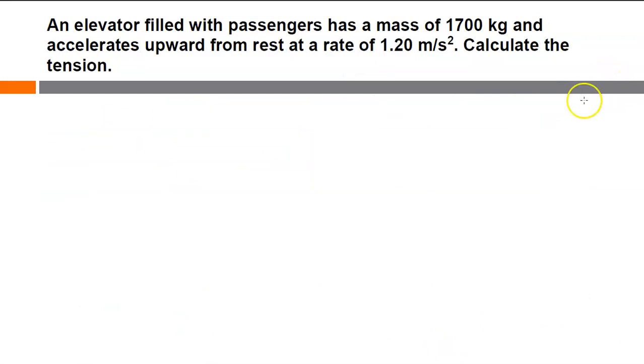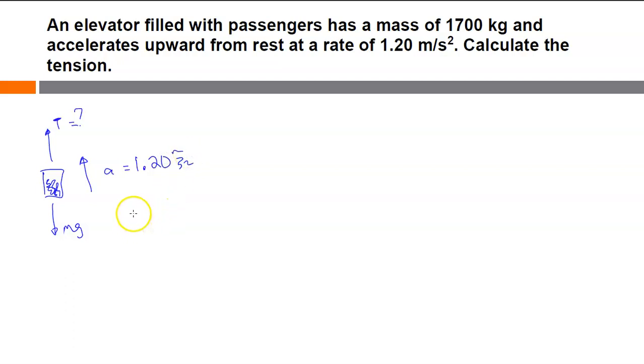Here's an elevator. I'm going to draw an elevator. There's my elevator. It's full of people. Okay. You can put the people if you want. There is a mass of 1,700 kilograms, so I know that gravity is pulling down. And it accelerates upward. Why is it accelerating upward? Oh yeah, because there's a cable. There's some kind of mechanism that pulls this thing upward. I'm going to call it T for tension. They're looking for that. But this acceleration is important, so I'd put that in my picture.